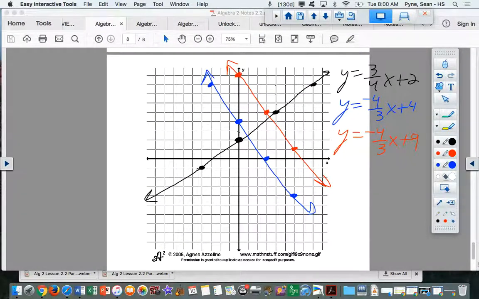What do you notice about my red and my blue line? Parallel. Same slope, different y-intercept. And as you look at this, you can kind of say, yeah, they're perpendicular. They're making right angles. Now, because I'm such a good line drawer, you can definitely tell that they're right angles there.